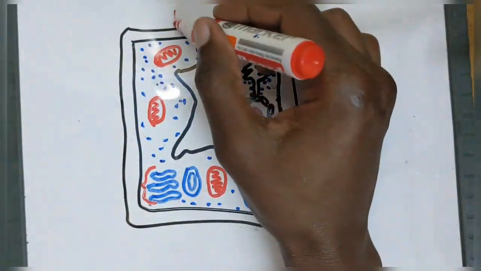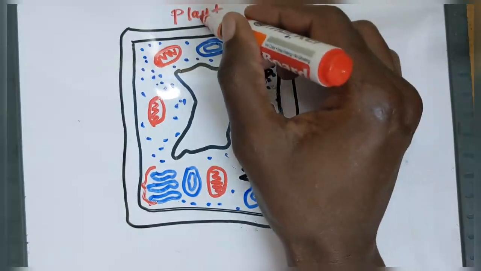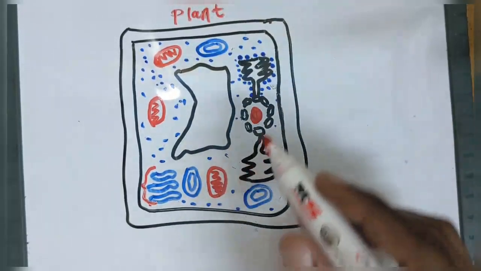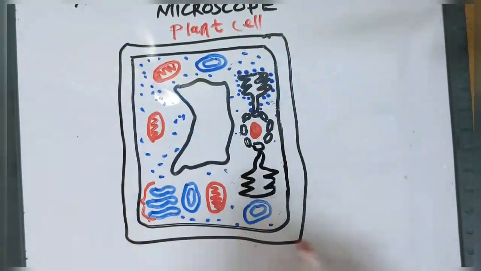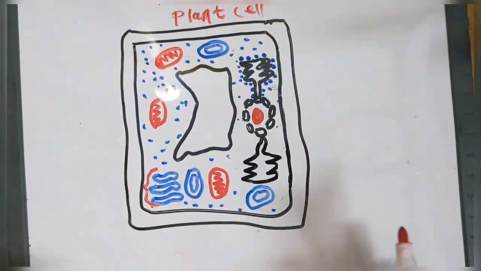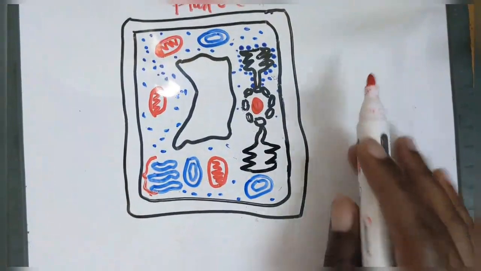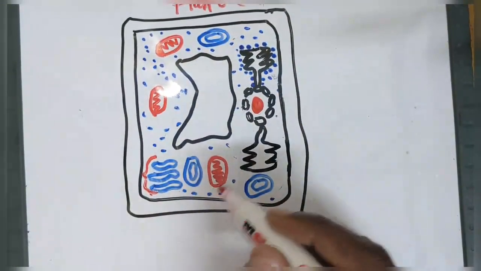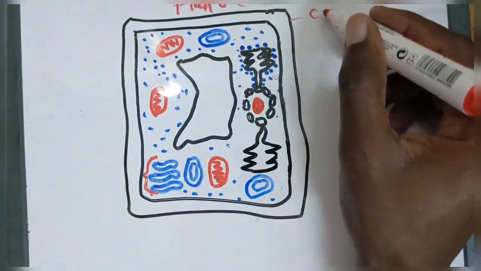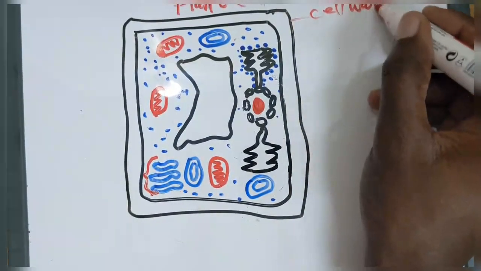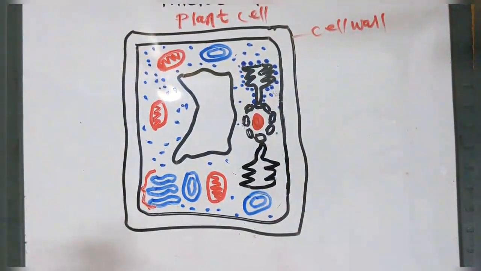If you look at this outer part, this whole thing is a plant cell, but it's under an electron microscope. So there are these parts here. You already know that the outer part is the cell wall, and I talked about its function.